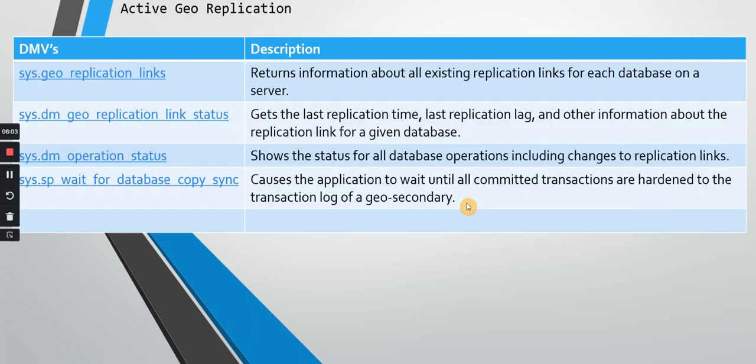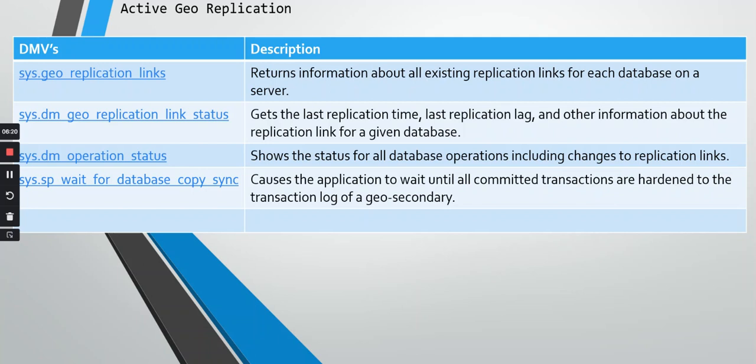Okay. Now, there are certain DMVs associated with geo replication, which are used to know the status of the replication and status of the replication links and so on. So I would show you some of them once we set up a replication.